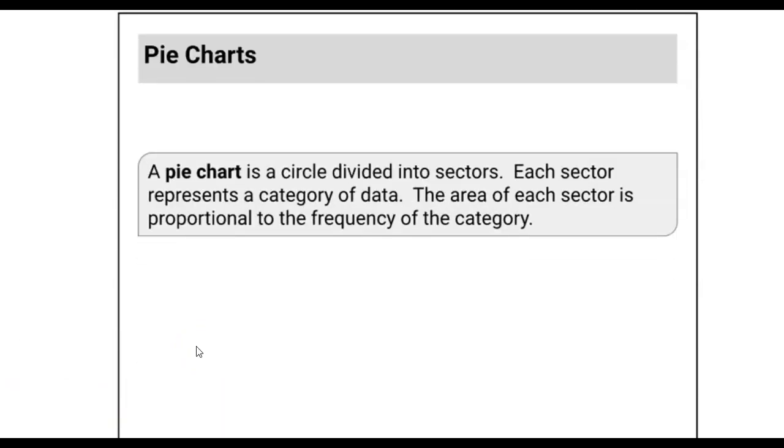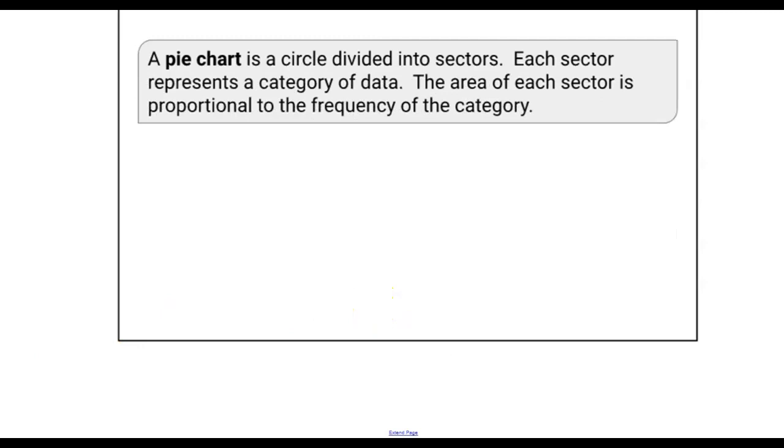All right, let's talk about pie charts. A pie chart is a circle divided into sectors. Now, if you took Algebra 2 already, you know that a sector is just a wedge of a circle, kind of like a slice of pizza pie. Each sector represents a category of data. So all the different sectors in a pie chart, all the different wedges, are going to represent a different category, and it represents how large that category is as compared to everything else.